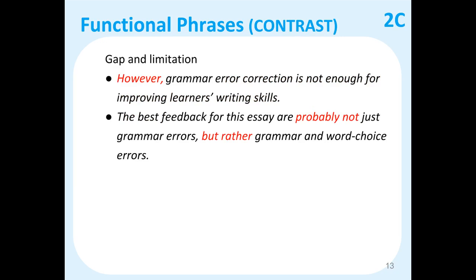After examples, another powerful type of functional phrase is contrast. Contrast phrases are used when you want to highlight a gap or limitation, which connects directly to move 2 in the CARS model. For instance, you might write, "However, grammar error correction is not enough for improving learners' writing skills." Or you could say, "The best feedback is probably not just grammar correction, but rather attention to word choice as well." These contrasts show the reader what's missing in current approaches and prepare the ground for your own contribution.